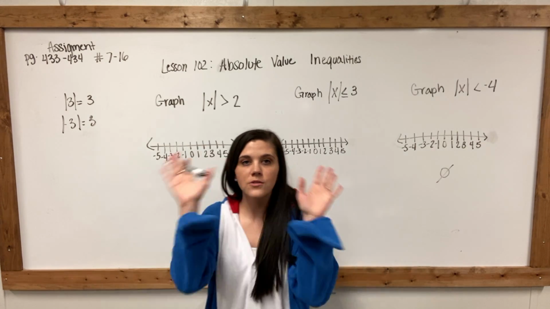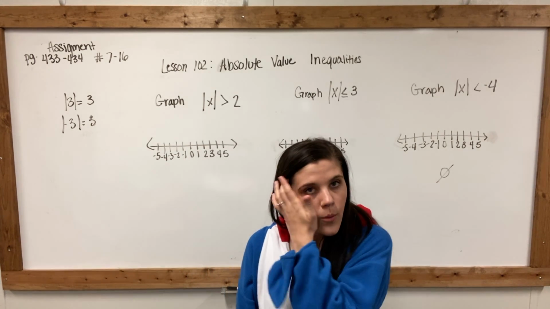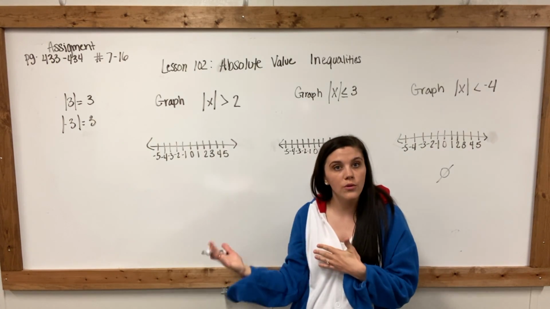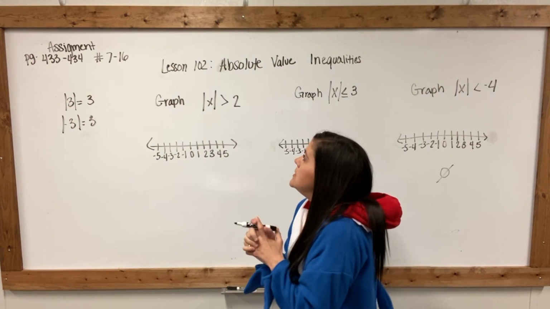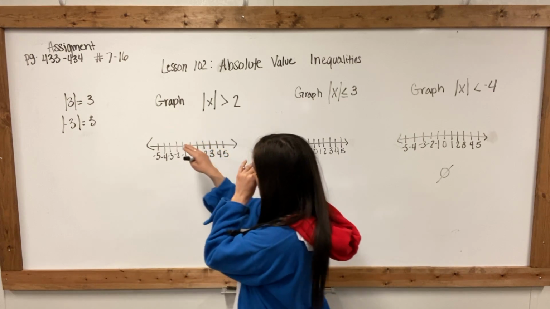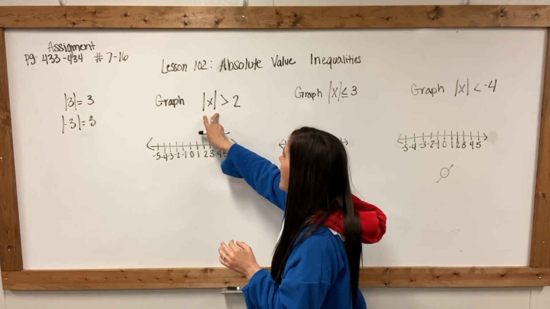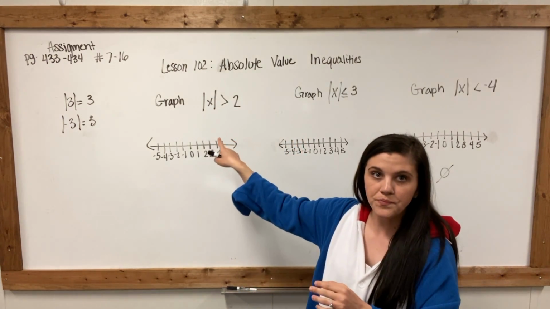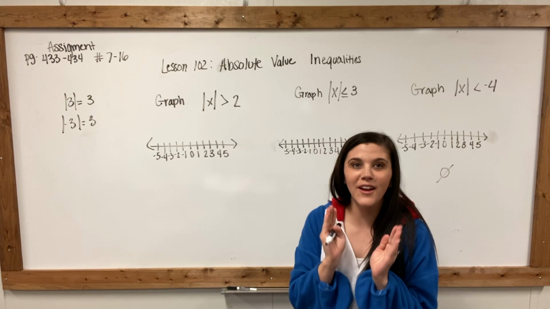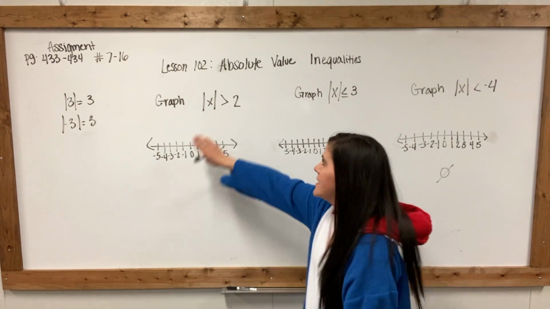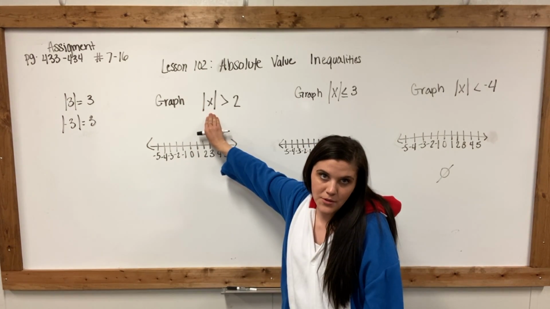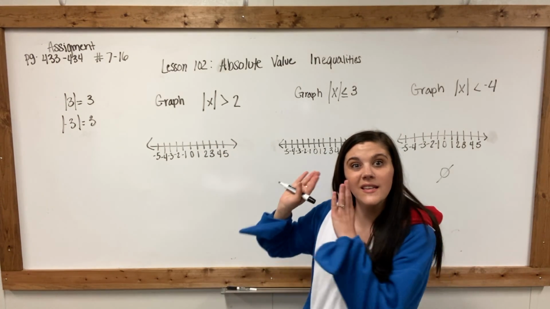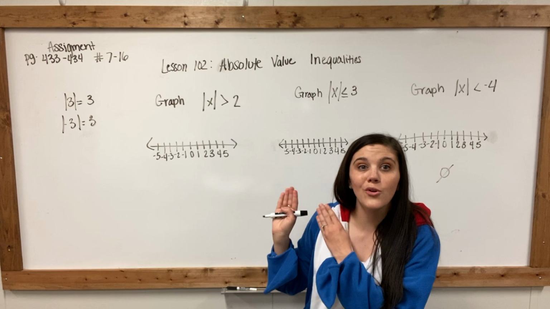Okay, so now that we've refreshed our memory on that, we are going to learn how to graph inequalities that include absolute value. So this first problem says graph the absolute value of x is greater than 2. So I know that there are multiple things that could be inside of this absolute value sign, right? But I know that everything included in that is going to be greater than 2.